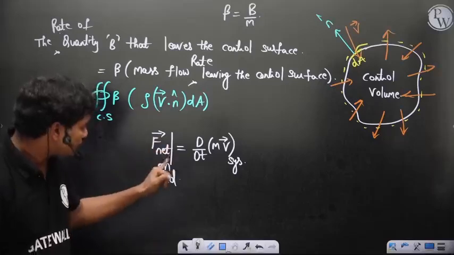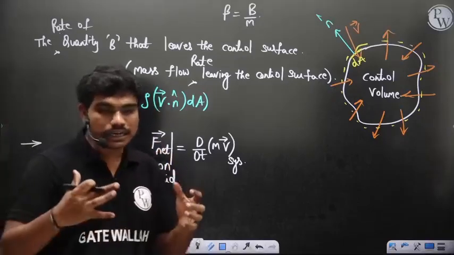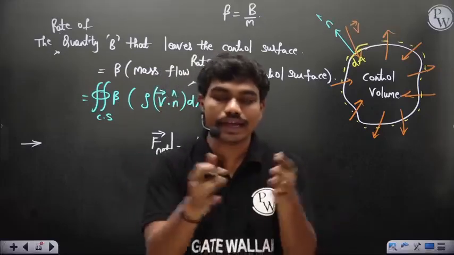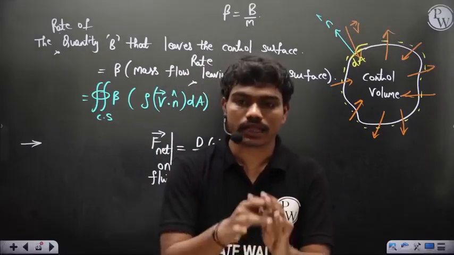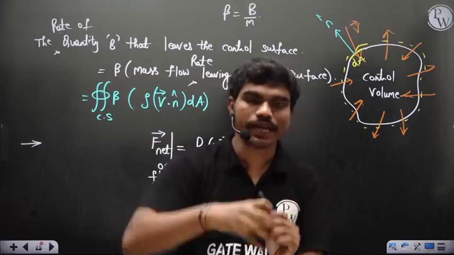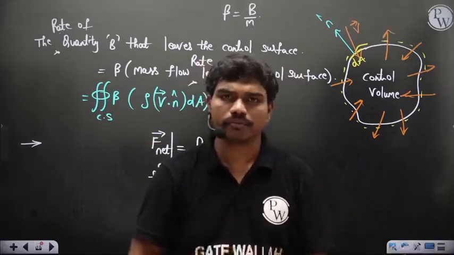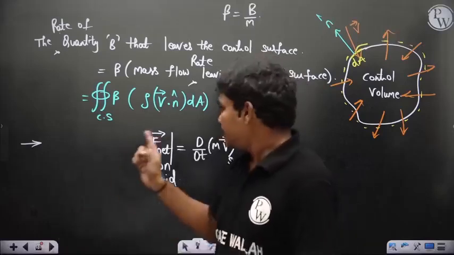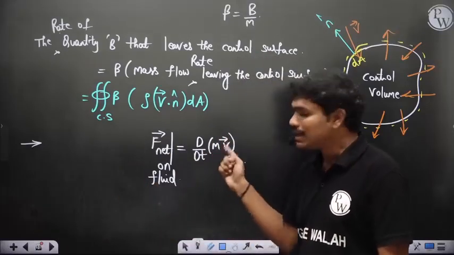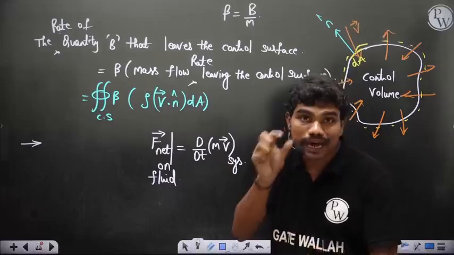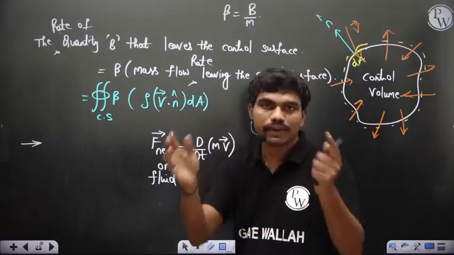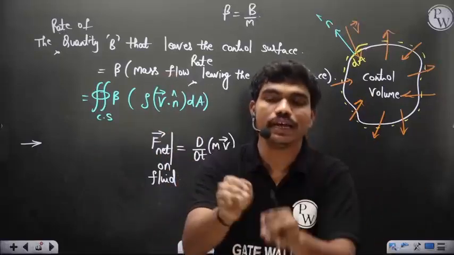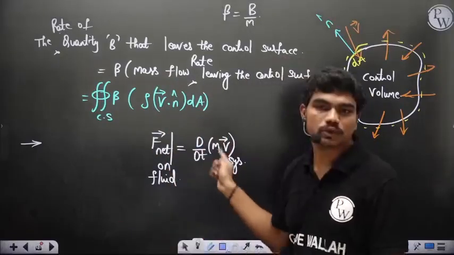Okay, so F net acting on the fluid, because from Newton's second law of motion, what you know, if a body has some mass, when you exert a force on that body it will accelerate. Acceleration into mass is nothing but rate of change of momentum. But this momentum change is of the mass. And the control volume normally does not have mass by itself; the mass that is in the control volume is the mass that exists.